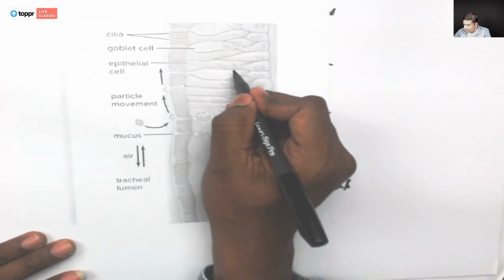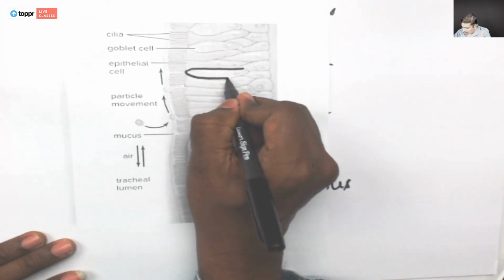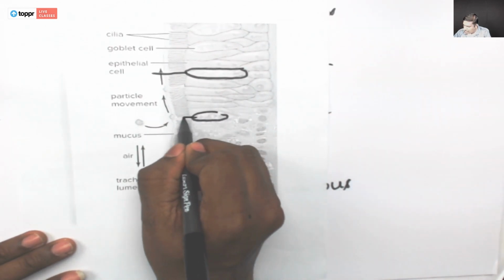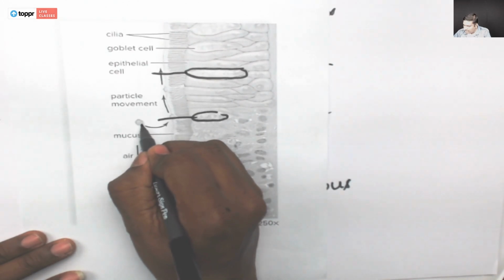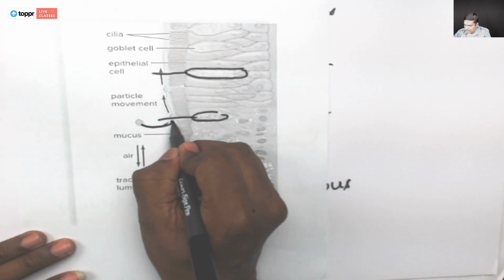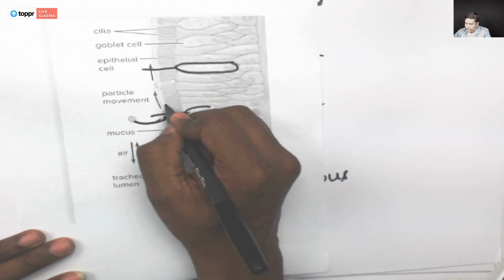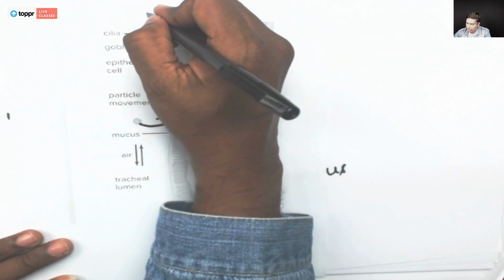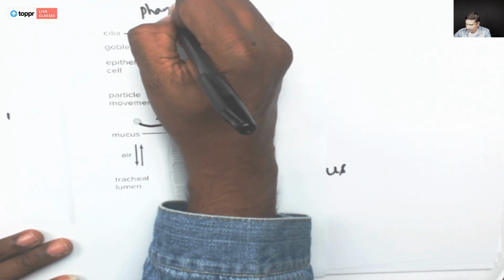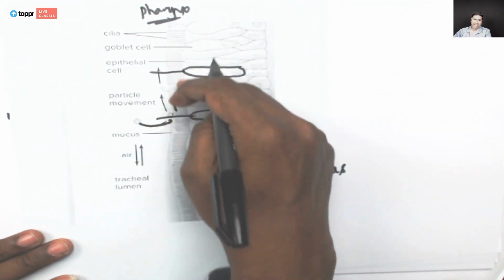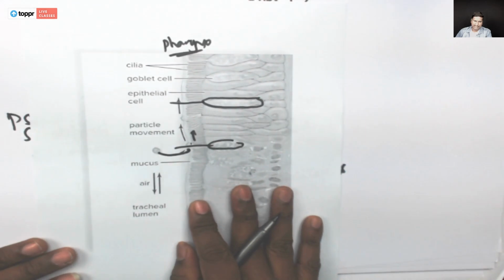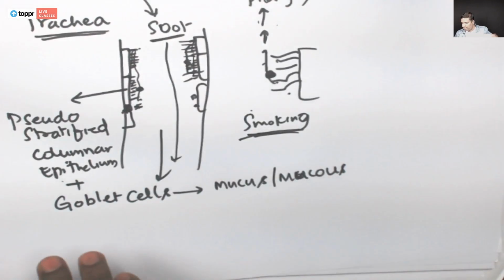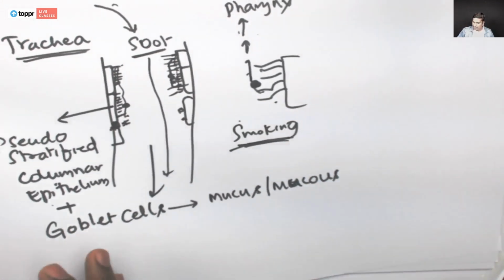So this is the mechanism. These cells are your goblet cells, and the goblet cells are releasing the mucus. Here you have another goblet cell, also releasing mucus. Whatever dust particle is coming sticks here, and the cilia, by moving in this direction, are pushing everything towards the pharynx. Thus your lungs are being protected.